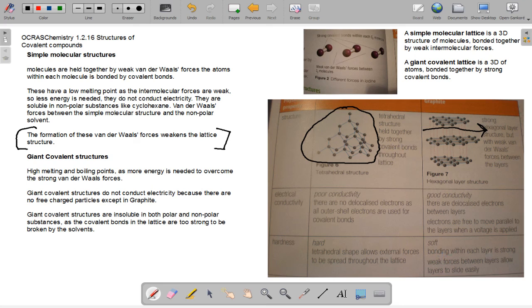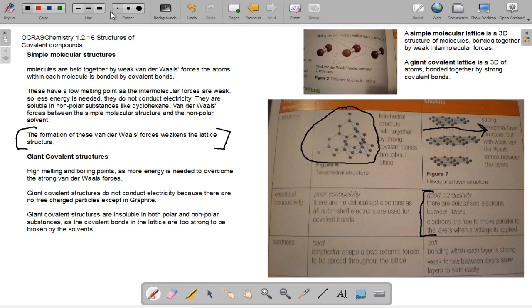And it's soft because the bonding within each layer is strong, and the weak forces between layers allow the layers to slide easily. That's why if I get a pencil, I can wear it out very quickly. But if I get harder pencils of different mixtures of graphite, then it's harder to wear the pencil down. But a really soft 2B pencil is very soft, because the bonding between the layers is very weak.